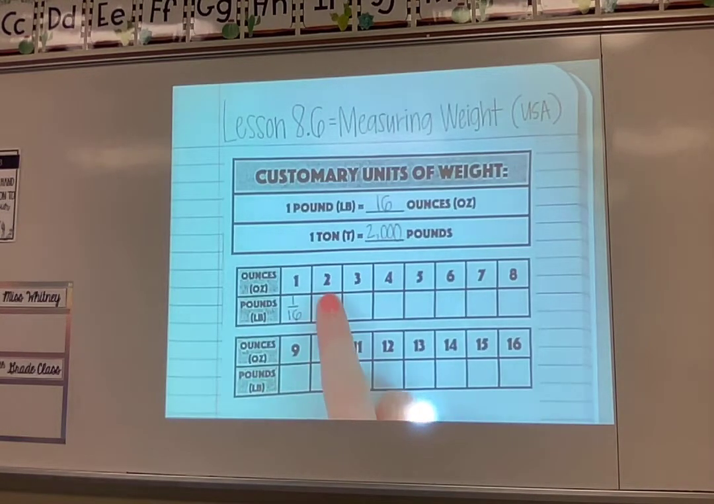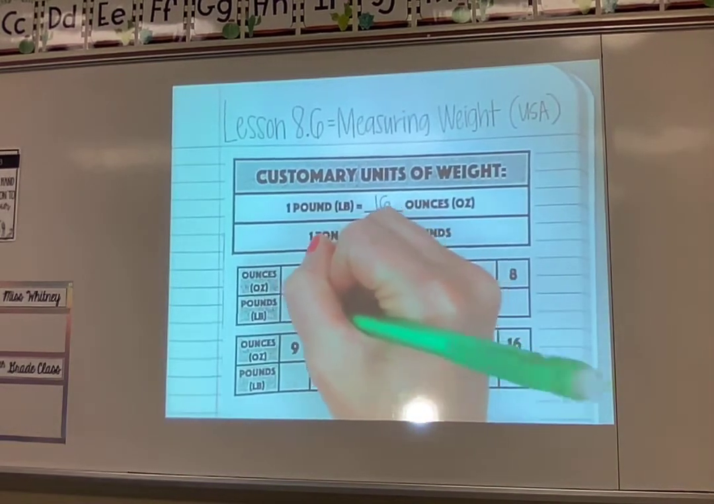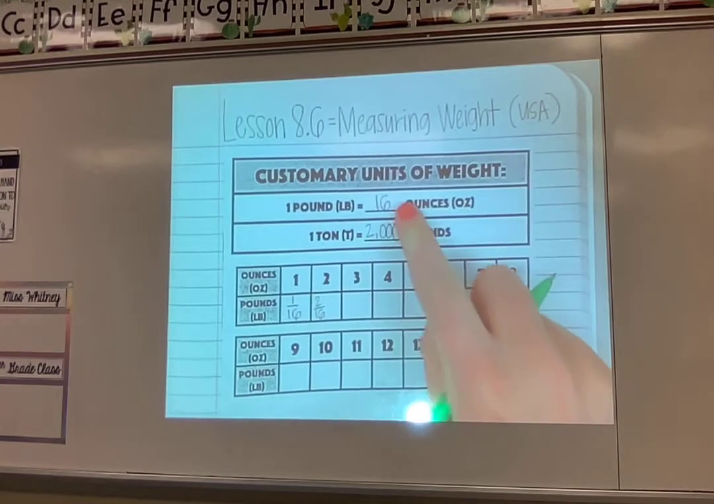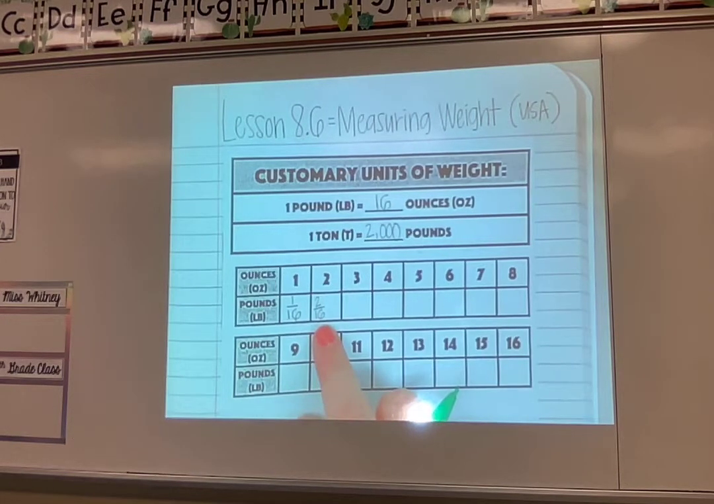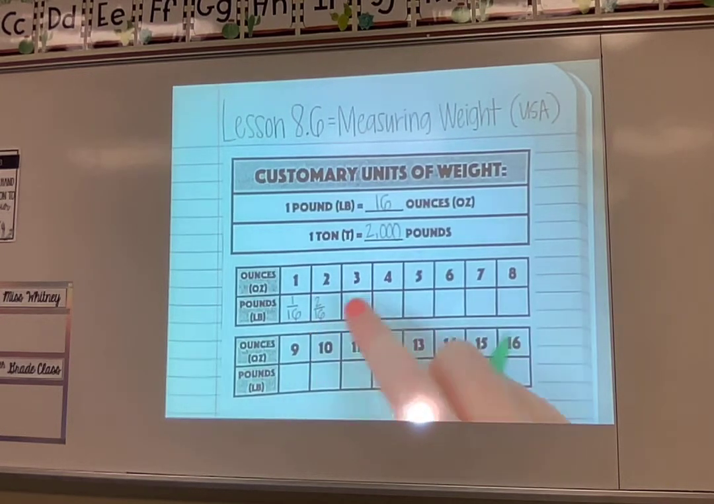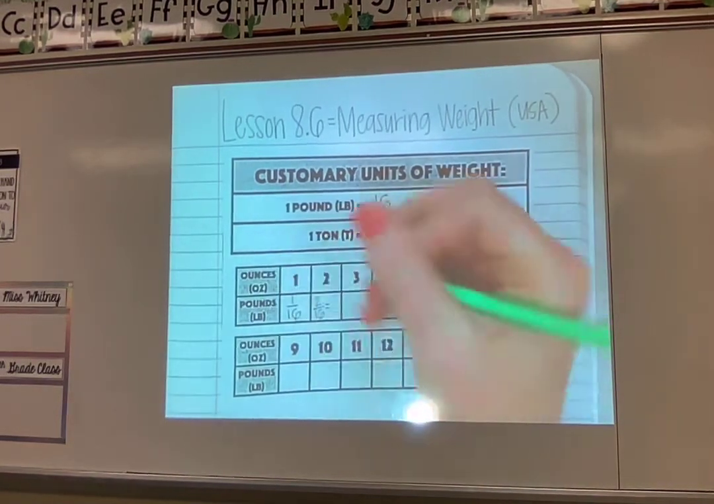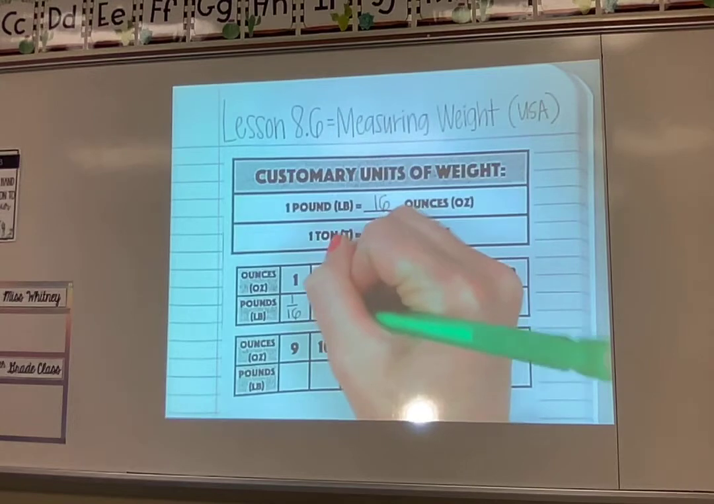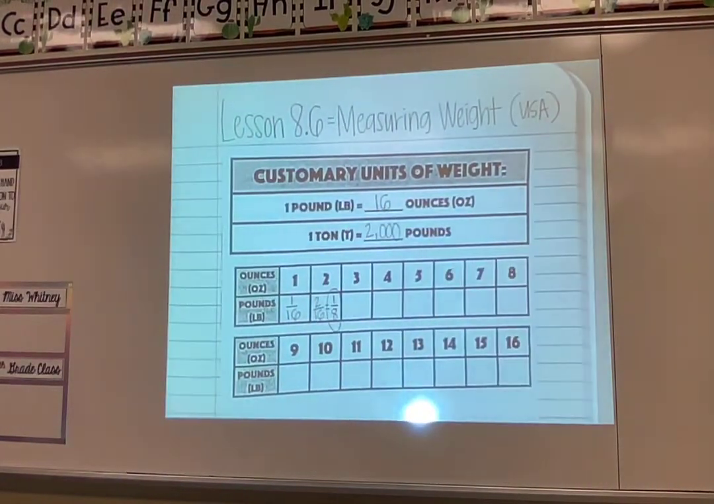Or if I had 2 ounces, I would have 2/16 of a pound because I have 2 out of the 16 that it would take to make 1 whole pound. Now you'll notice I wrote that one off to the side because that could be simplified down. I could divide my top and bottom by 2. So 2/16 is the same as 1/8. Okay? We need to use the simplest fraction. So 1/8 would be the simplest fraction when I divide to get my numbers smaller.